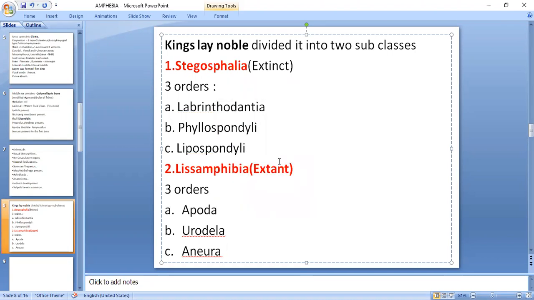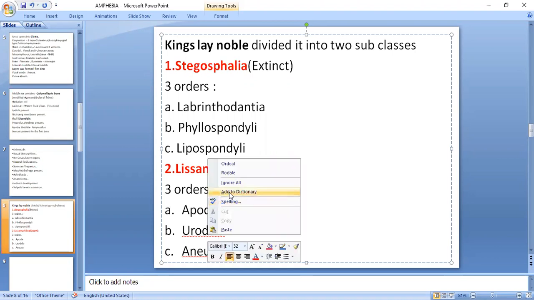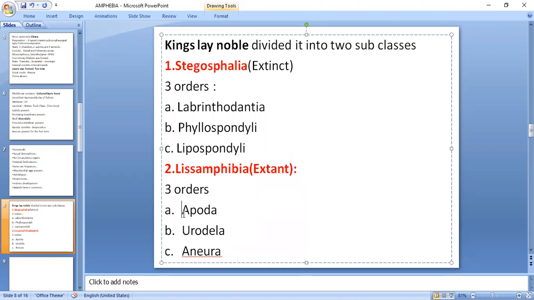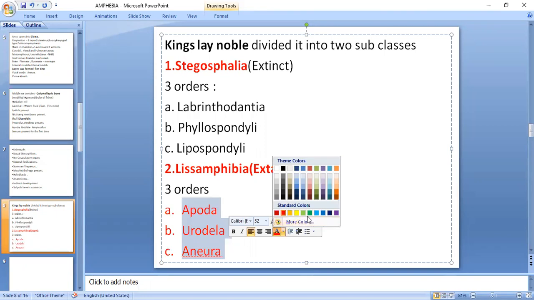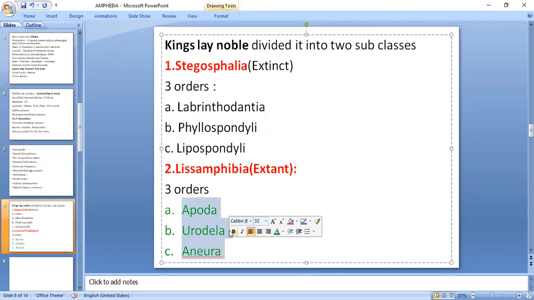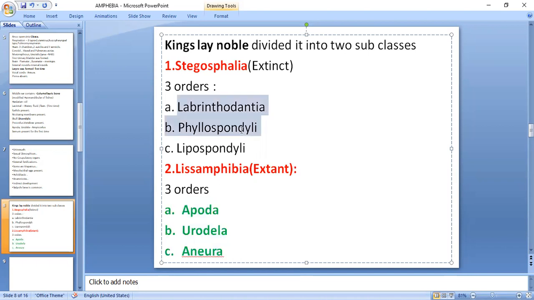Lissamphibia are the extant, that means living, amphibians. It has three orders again: Apoda, Urodela, and Anura. These are actually the presently living amphibians.